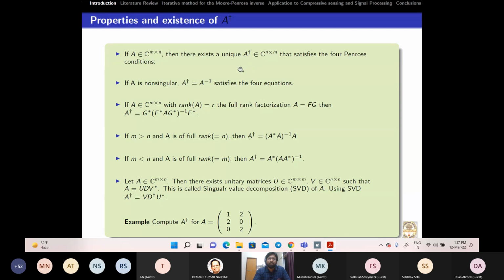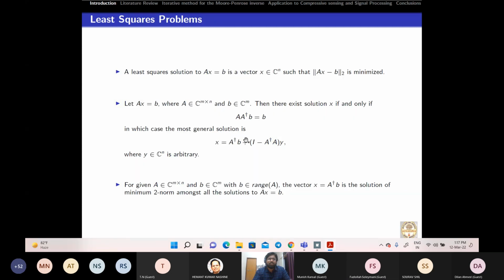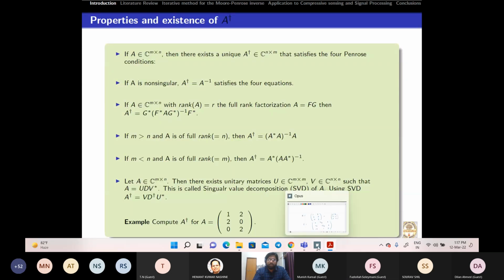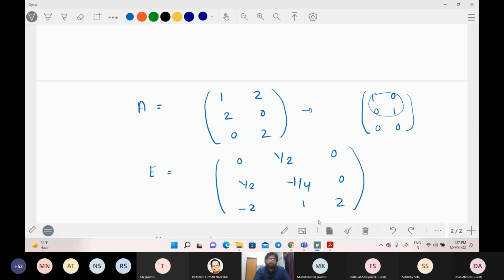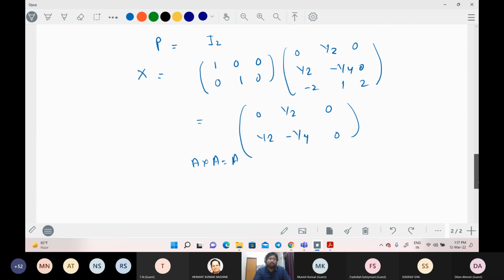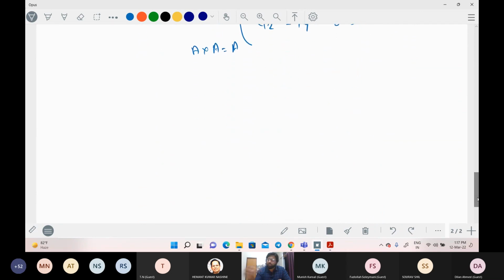It is unique. I will also prove that the Moore-Penrose generalized inverse of any m cross n matrix is unique. And also, as I discussed earlier, if the matrix is non-singular, then its Moore-Penrose generalized inverse is just the regular inverse that we know. So let me show you how this Moore-Penrose generalized inverse of any m cross n matrix is unique.